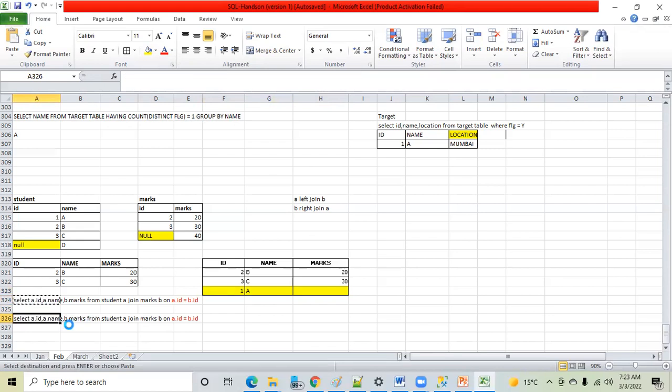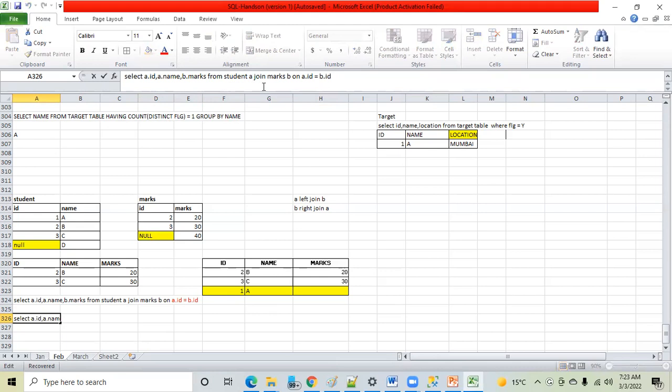So same query, you see, just same query I have pasted here. What I will write? I will write here from a student A left join. Right and left. Okay. This is the only thing I have added. Now, the moment I will write left, so the SQL engine will understand that, okay.